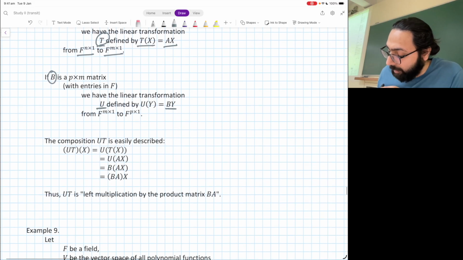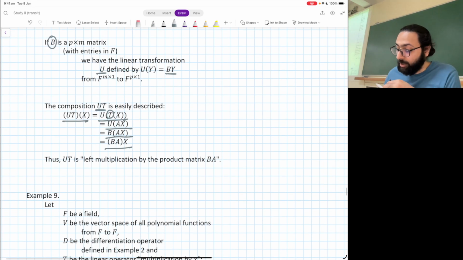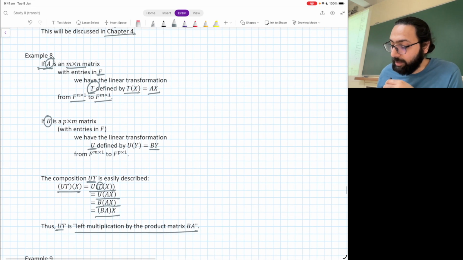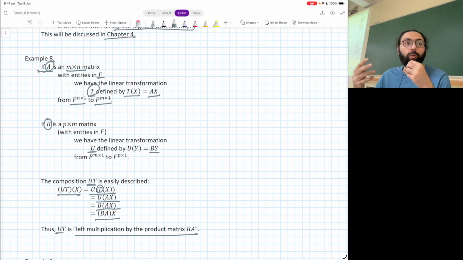Now, the composition UT is easily described as follows. You use the definition of composition, then you apply the definition of T, you get AX, you apply the definition for U, you get B times AX, and then you can use associativity of matrix multiplication, and that would give you BAX. Thus UT is just left multiplication by the product matrix BA. This is an explicit example where you're combining or multiplying two linear operators, and it turns out to be a linear operator, but it's quite explicit.